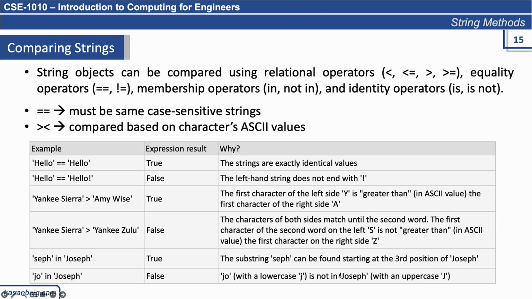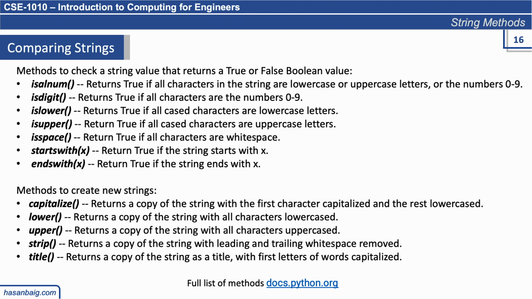I was wondering if there is a method to automatically make something lowercase or uppercase. Yeah, I mentioned that. These are the list of methods that you can perform. Lower returns a copy of the string with all characters in lower case, and there are upper, strip, title. There are different kinds of methods that you can run. To get the complete list of methods that you can run on strings, please follow the official Python documentation.